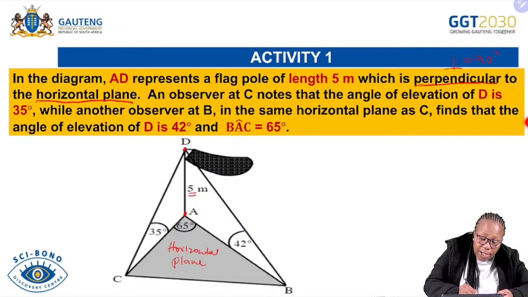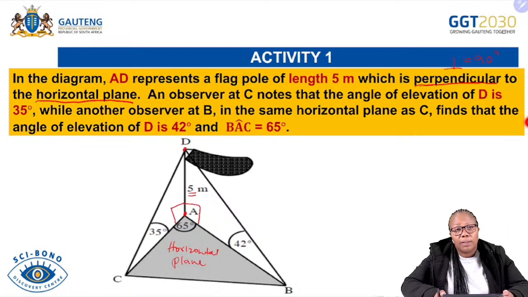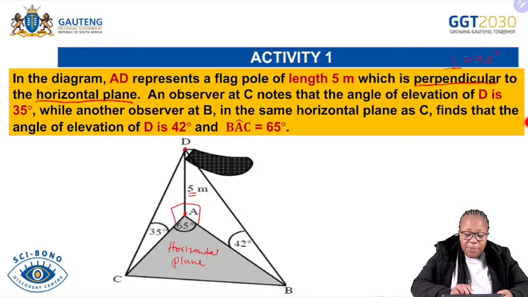So this pole AD that we are talking about is perpendicular to the horizontal plane. Think about the corner of your house, inside the house, and this simply tells us this is 90 degrees there. An observer at C, standing there, knows that the angle of elevation of D is 35 degrees. Can you see that, grade 12?